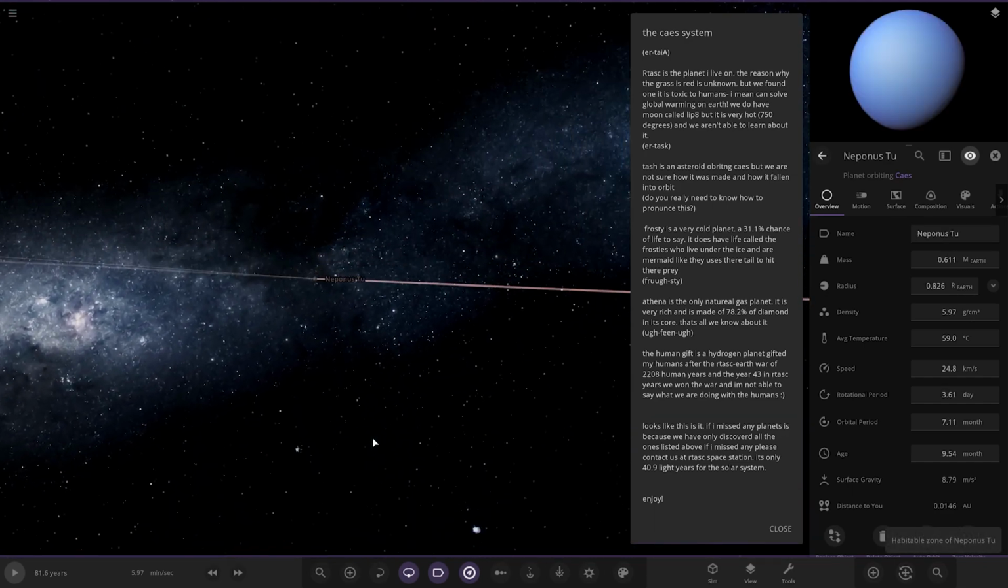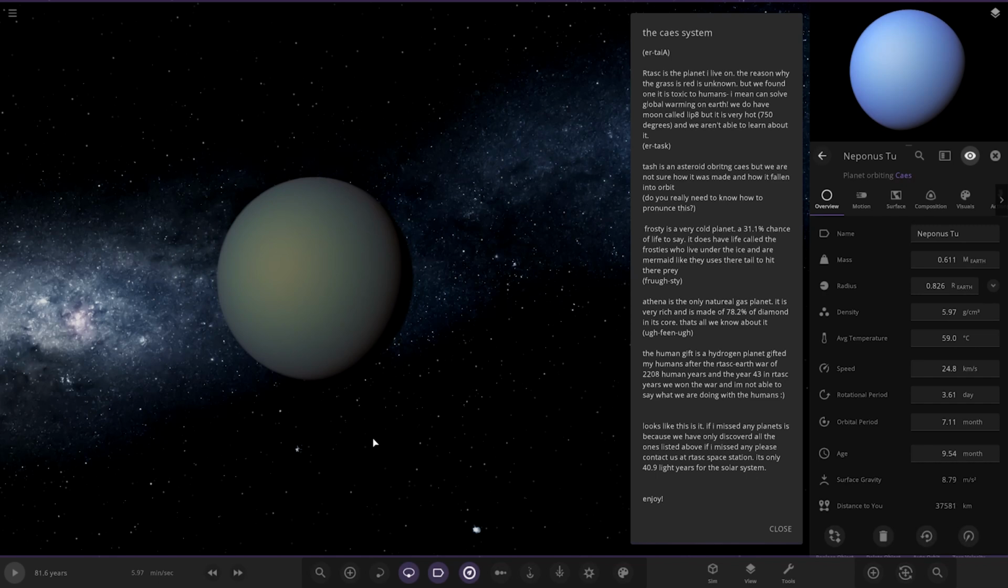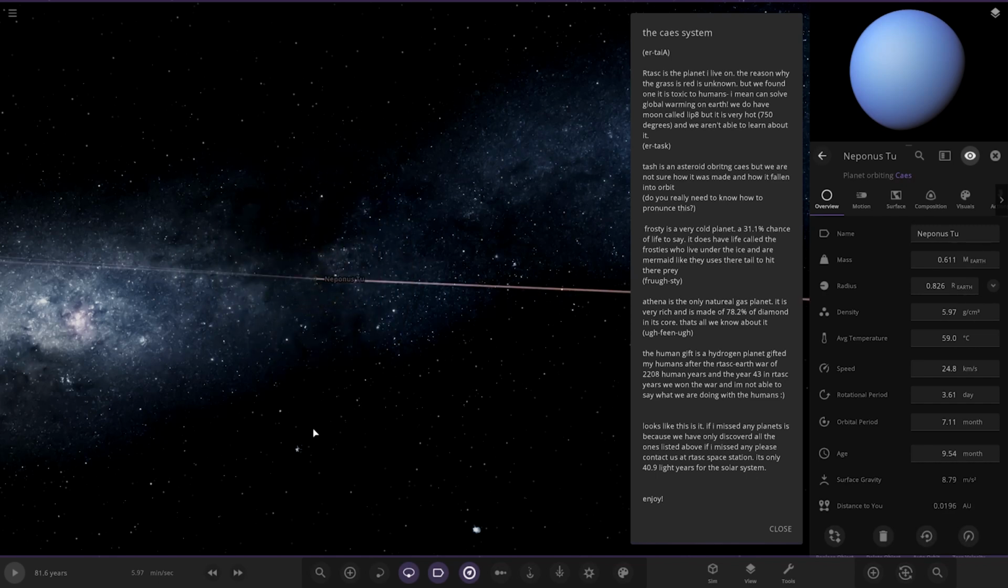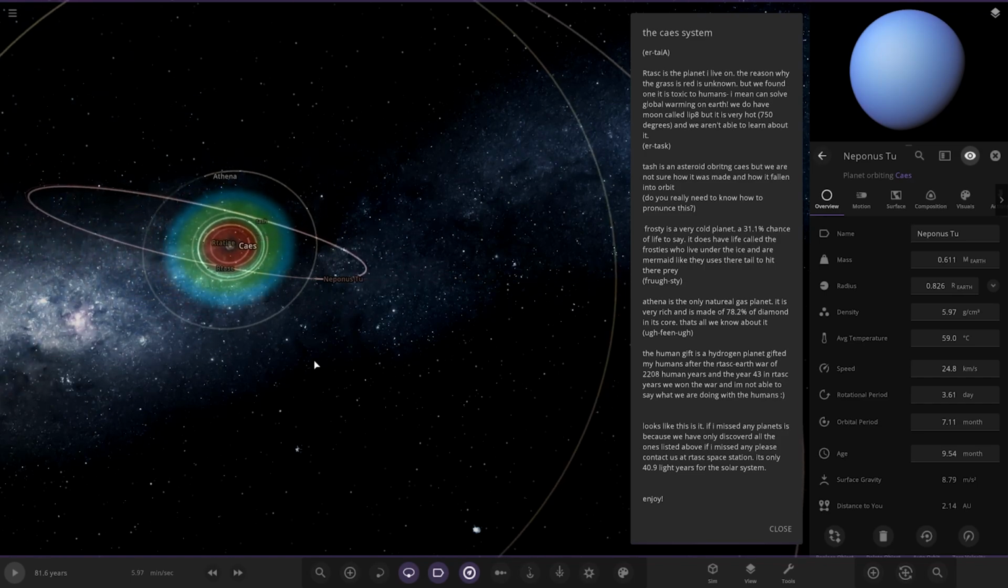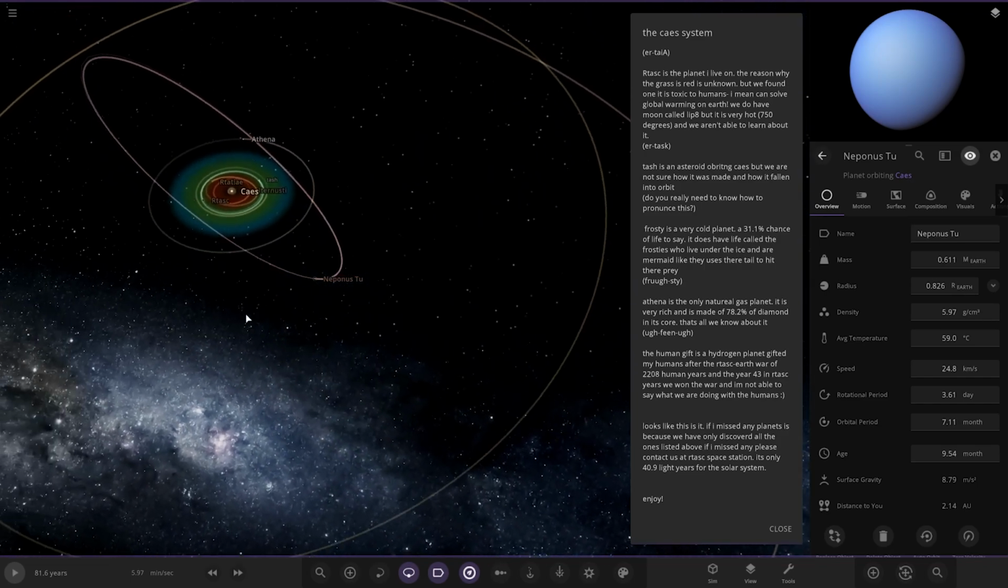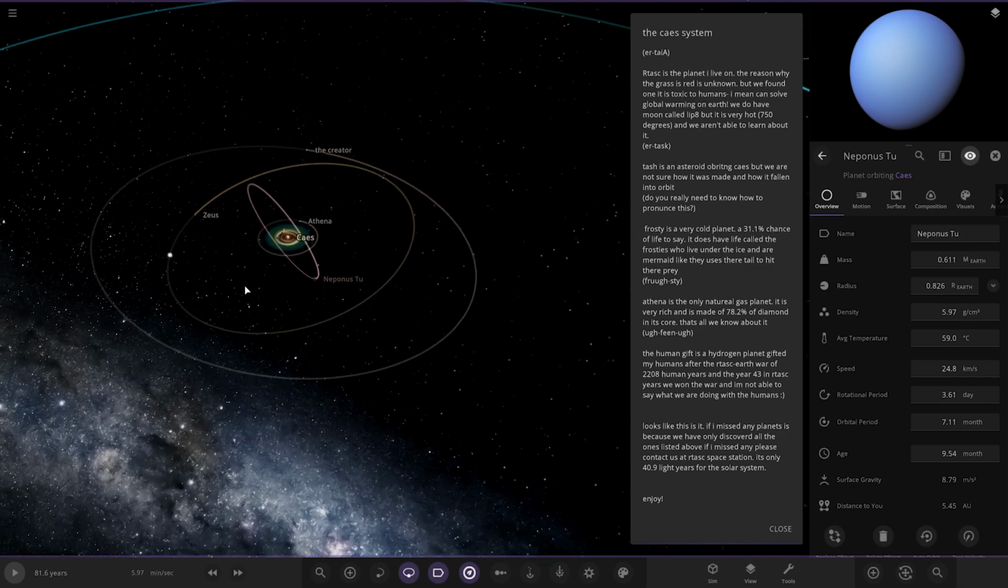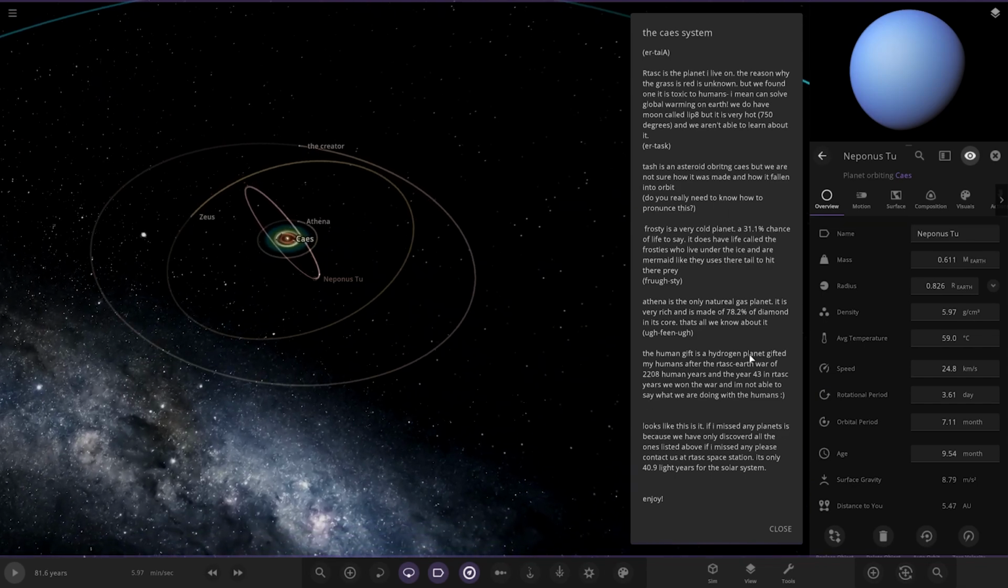Over here, we have got this one. Neptunus 2. So is that one then? Oh, I'm assuming that's what that... the human gift is hydrogen planet gifted. My humans are for the Ratask Earth War of 2208 human years and the year 43... Oh god, this is confusing. Ratask years. We won the war. I'm not sure what's going on, I have to say. I'm a bit confused.